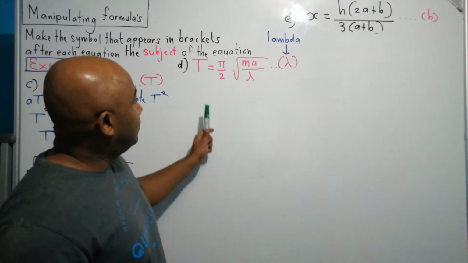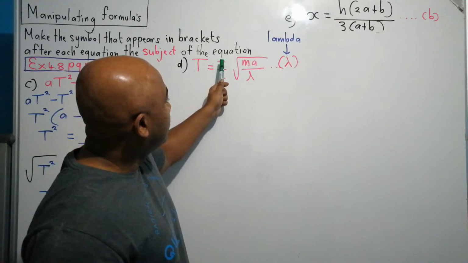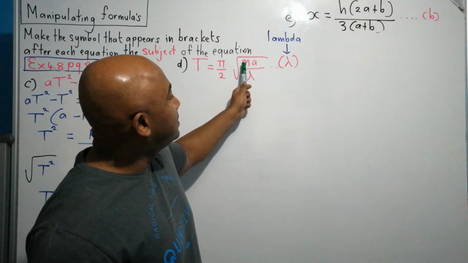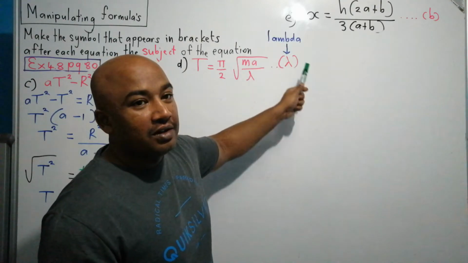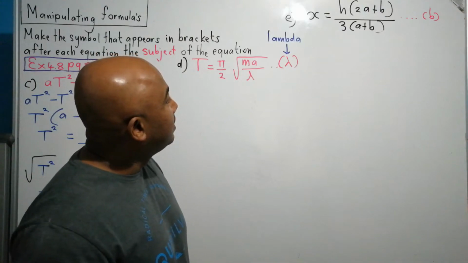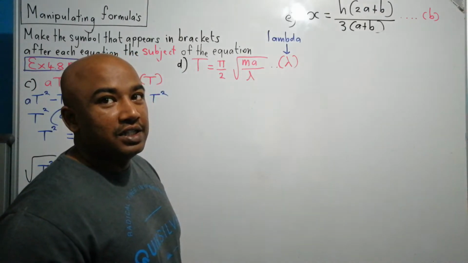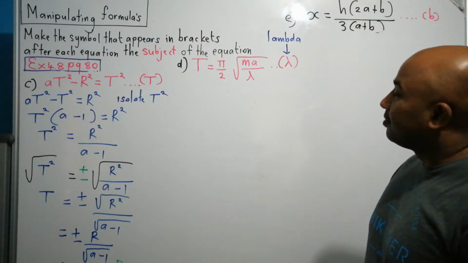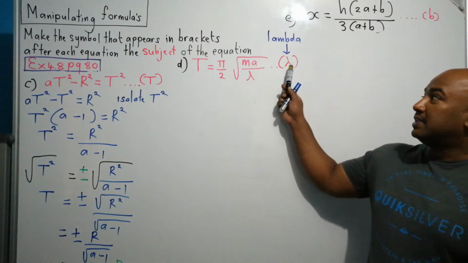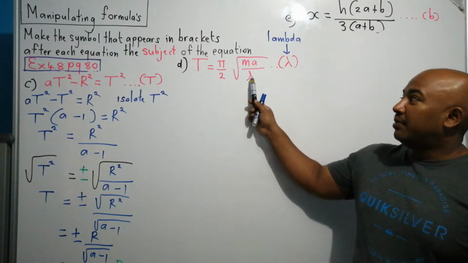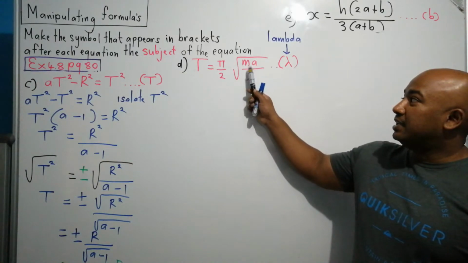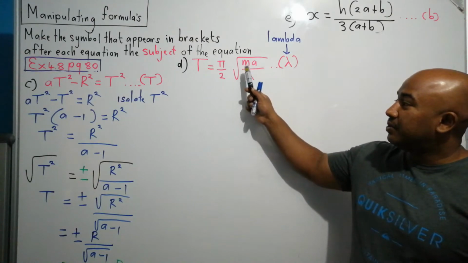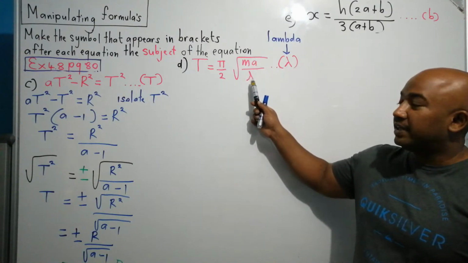Okay, so we've got t is equal to pi over 2 multiplied by the square root of m times a divided by lambda. This symbol is called lambda. You encounter this in electrotechnology, engineering science. Okay, so now what do we need to do here? What we are looking for is lambda. Where is lambda? Lambda is part of this fraction, ma divided by lambda. Where is this fraction? It's inside the square root, so it's a square root of ma divided by lambda.